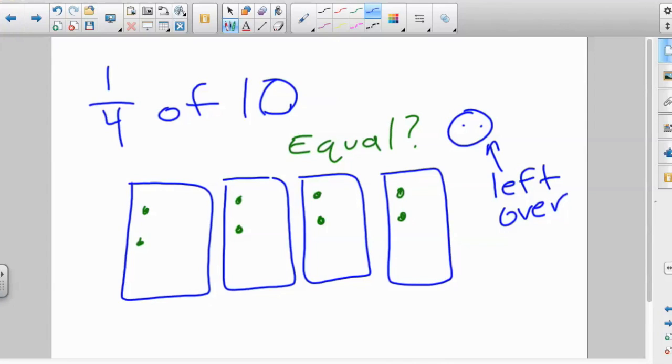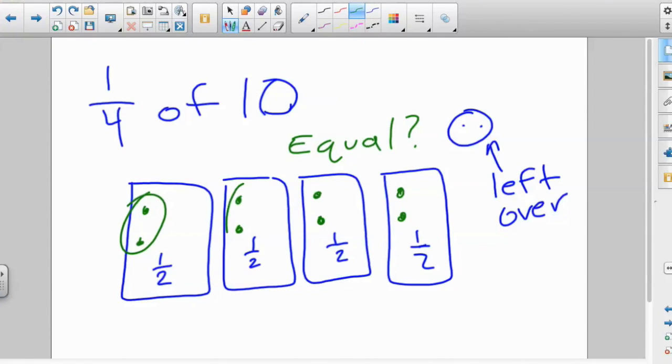Well, I know that I can split these up. I need to use all 10 dots, so what if I just put half a dot in this first group? And I took the other half of a dot and put it in this group. And I've got 1 dot left over, and I split that in half and put 1/2 in each group. And now let's go ahead and make sure, are these groups equal? Well, yes.